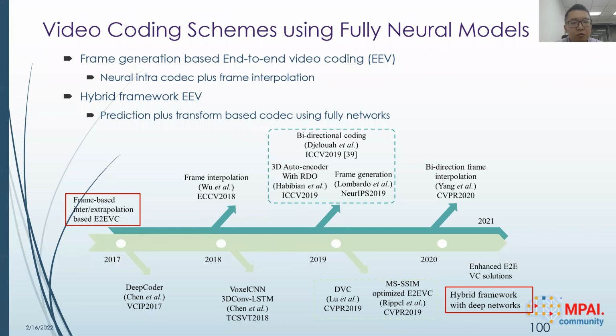The second typical schema is called the hybrid framework for EEV. This is also a hybrid coding framework, but all of the modules and coding tools are implemented by neural networks, and they are optimized together in an overall optimization method. So this is a prediction plus transform-based codec using fully neural networks.